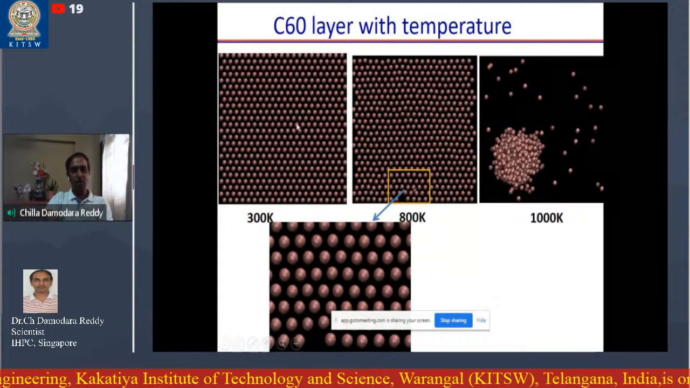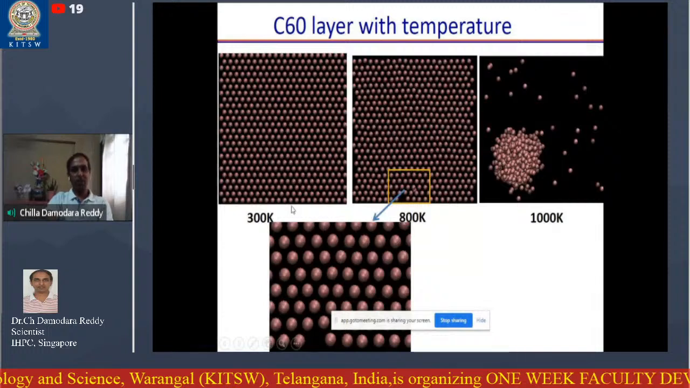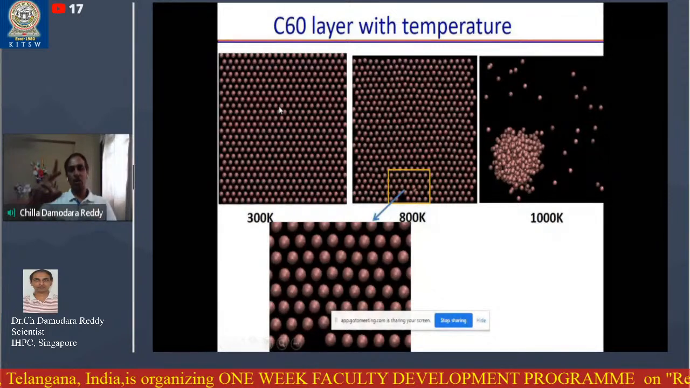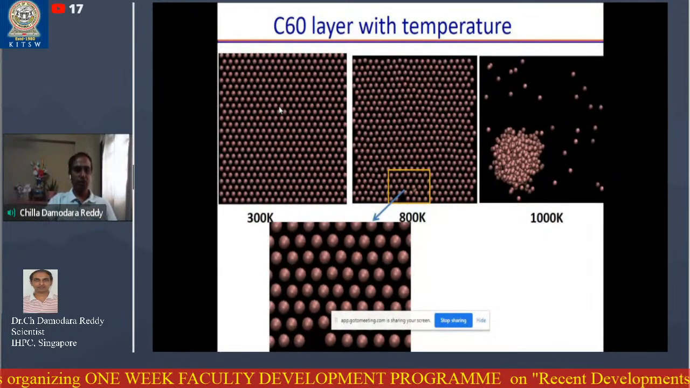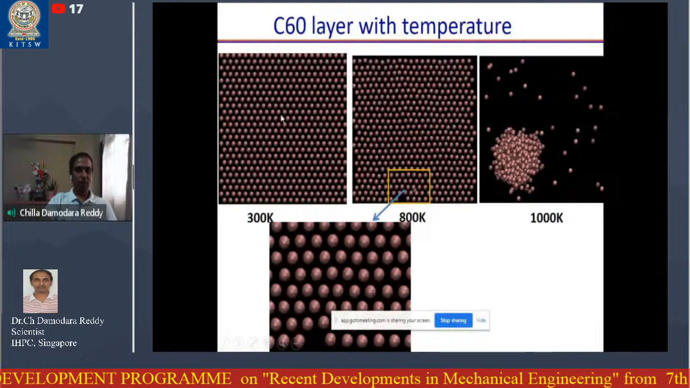We put many of them in a flat sheet. Then we apply 300 Kelvin. The structure is totally flat, and it's like bubbles coming out and going in. That's what it's doing. It's totally stable.